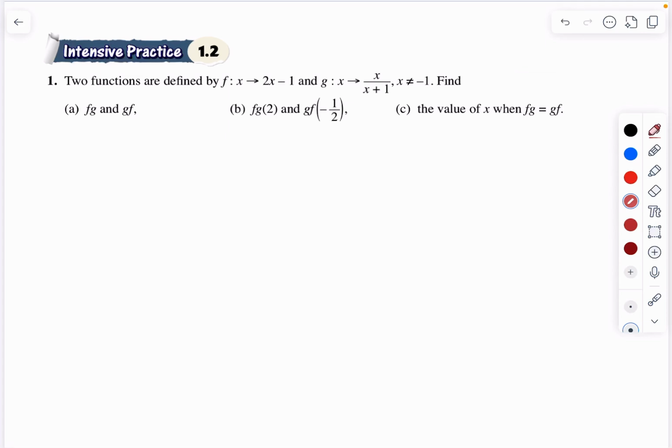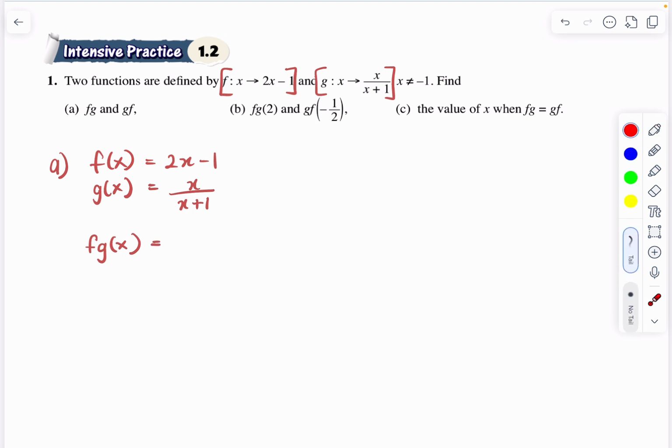Question 1. Two functions are defined by f(x) and g(x). Find fg and gf. Okay, so let's look at this. f(x) is 2x minus 1 and g(x) is x over x plus 1. Now we need to find fg(x).